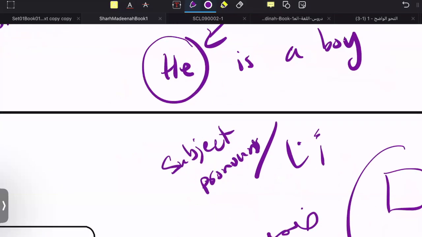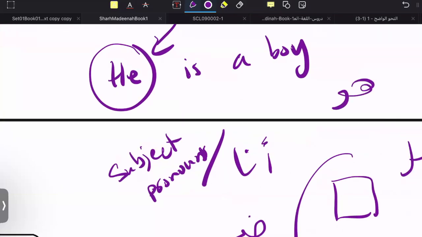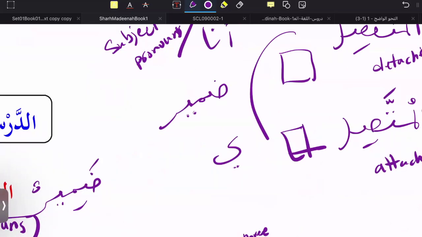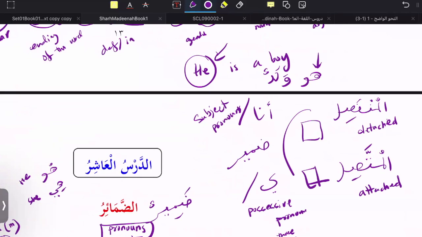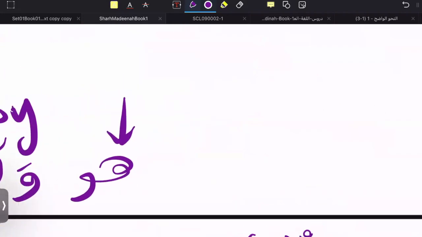So here we have to say huwa waladun. This huwa is detached. As you can see, huwa is the subject. Now, the attached pronoun can be possessive. Right now, I'll just write possessive. It can also be object, but right now, let's focus on possessive. So the attached would be possessive pronouns. So for example, in English, do we have possessive pronouns? Of course we do. Do we say he book?